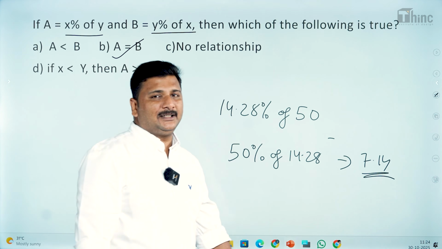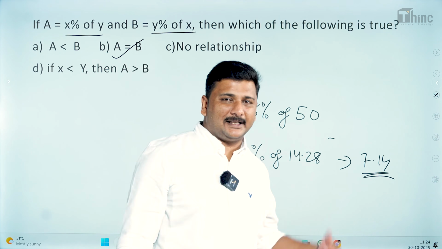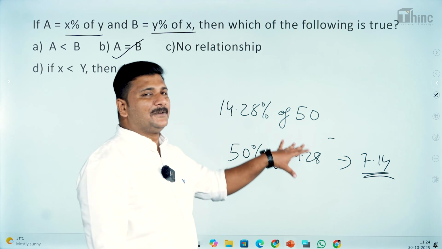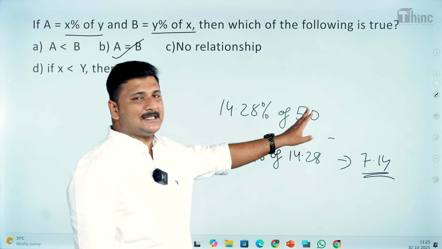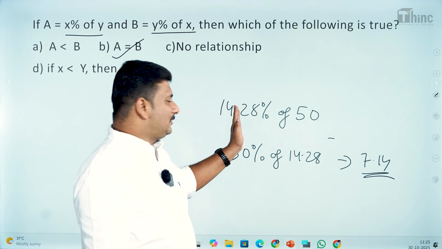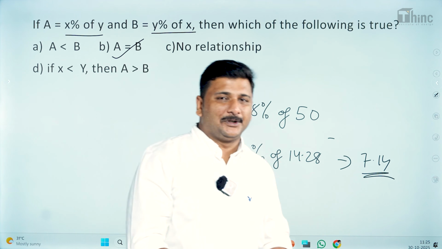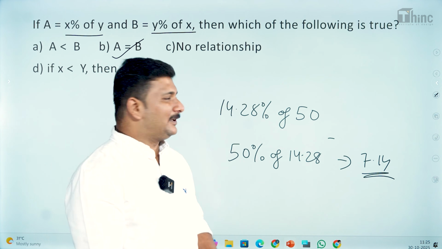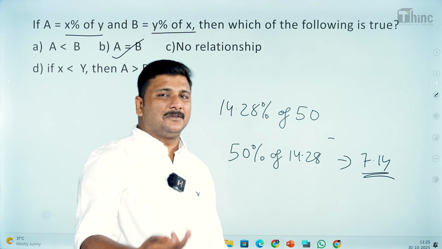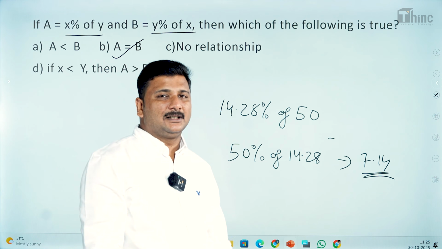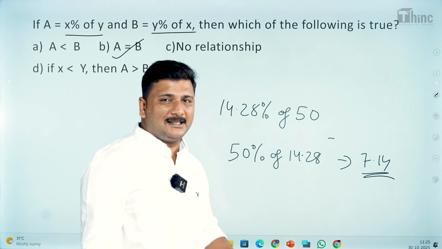So basically for doing complex calculations like this, we can always try the reverse. So 14.8% of 50 is the same as 50% of 14.28. We just need to take half of 14.28, which is 7.14. So in other questions also, when you're getting something complex, always try the reverse, so that sometimes it will help you to find the answers really fast.